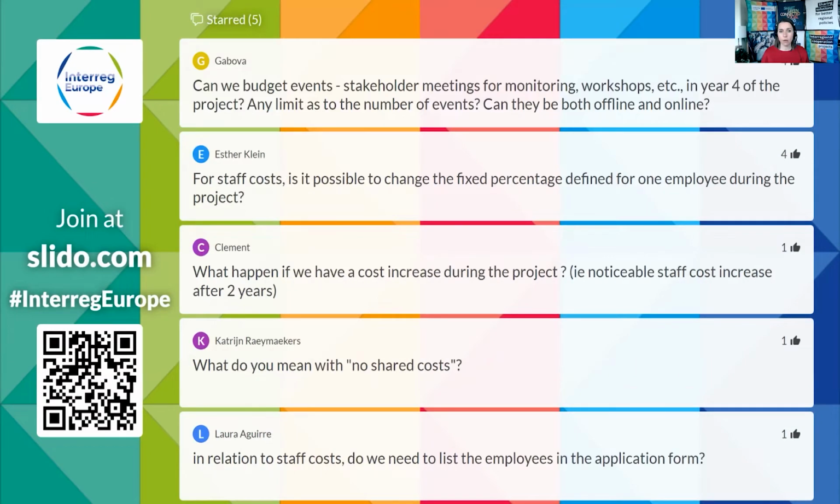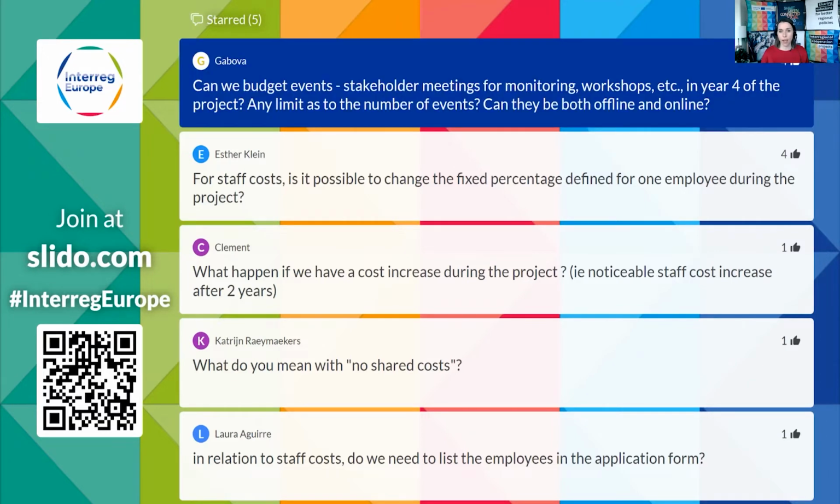Gabova is asking, can we budget events, stakeholder meetings for monitoring, workshops, etc. in year 4 of the project? Is there any limit as to the number of events, and can they be both offline and online? You can indeed budget costs for these events in your budget. Normally what we see is that partners budget costs for the organization of these events, like costs for the catering, for the room rental, and for the transportation of participants, in the budget line external expertise and services. And I think Ségolène will tell you a bit more about this in the next video.